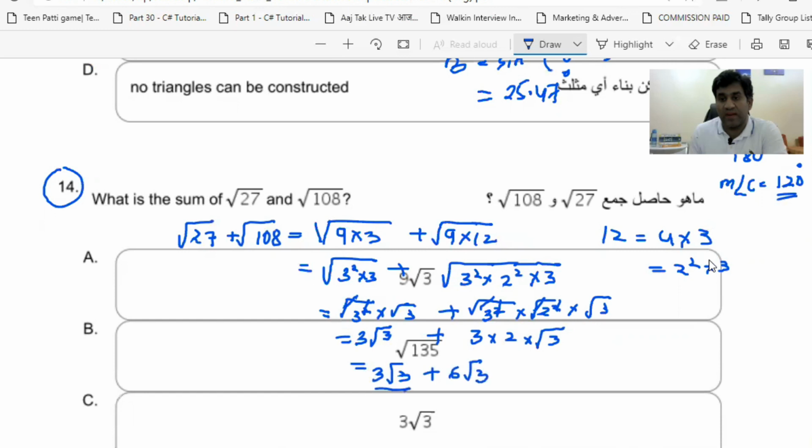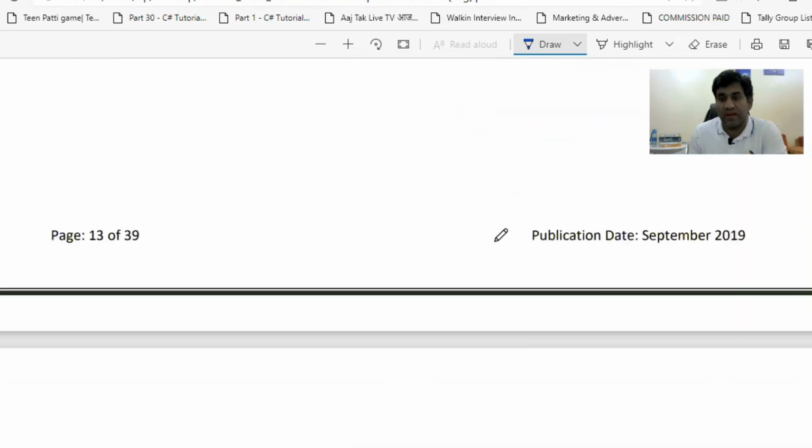So 3 root 3 plus 6 root 3 gives you the result 9 root 3, right? So 9 root 3, and our option A is the same value written as 9 root 3. So A is the right answer as they have mentioned here. Let me just show you, because I'm hiding so many things. Okay, so this is what your answer is, right? So that's how we solve. If you have a calculator, put it in and you'll get the answer within fractions of seconds. Need not worry.